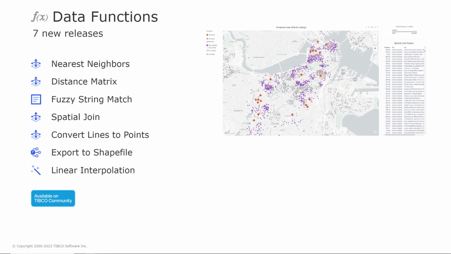Convert lines to points converts line geometries to a set of points. And export to shapefile exports a data table with geometries to a shapefile on a local drive. The linear interpolation finally takes any number of numerical columns and interpolates missing values.